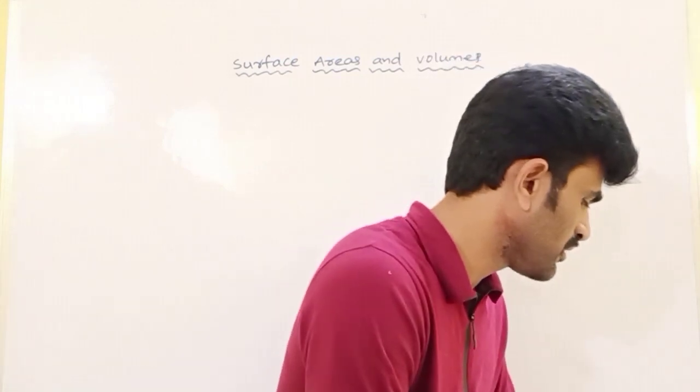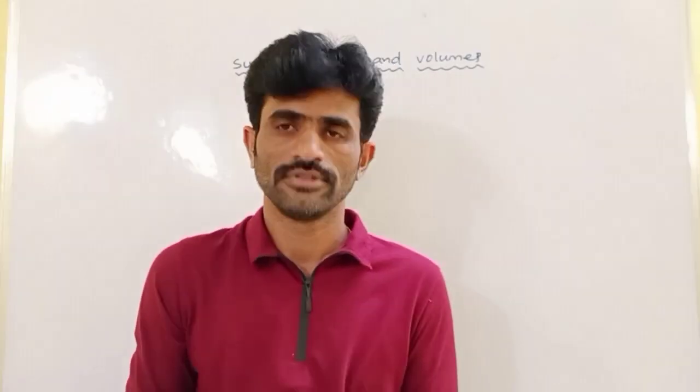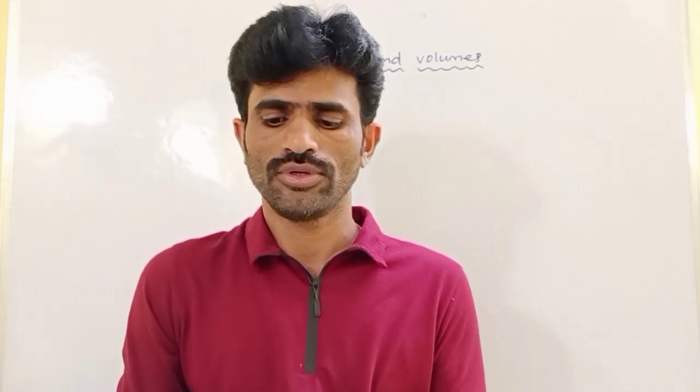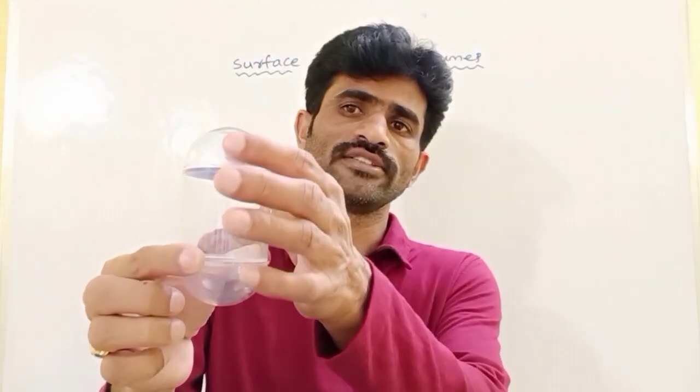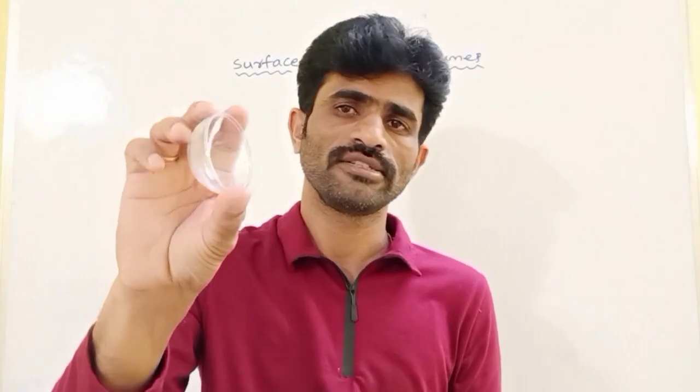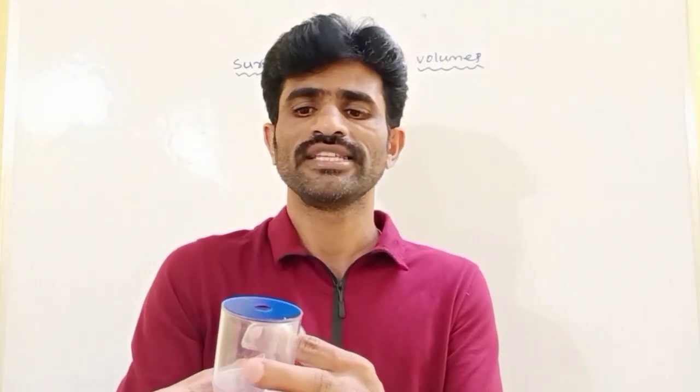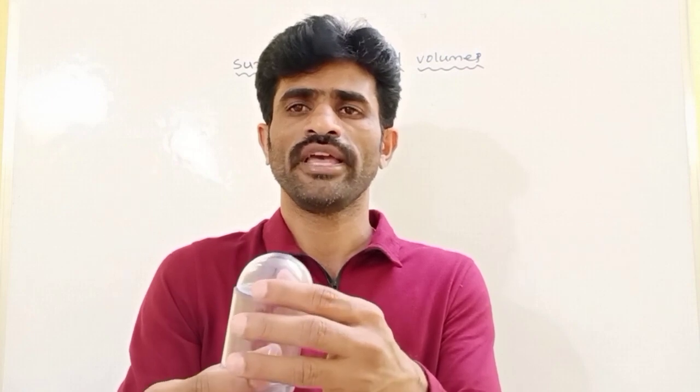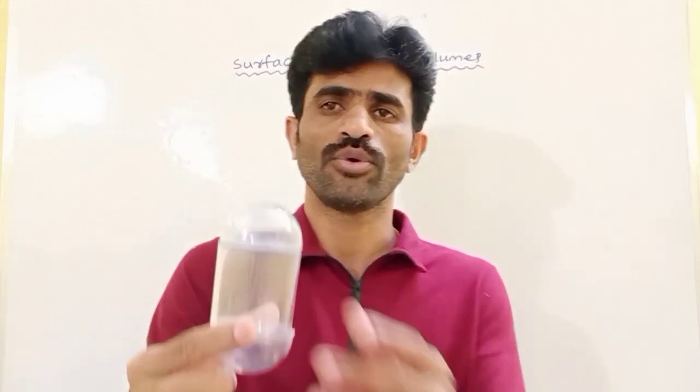Similarly, if you see one more solid, a medicine capsule or petrol tank, that is a combination of two hemispheres attached on either side of the cylinder. If you want to find the surface area of this solid, it is hemisphere plus cylinder plus hemisphere. So all the CSAs you have to add: CSA of hemisphere, CSA of cylinder, and again CSA of hemisphere. So we get the total surface area of the solid.